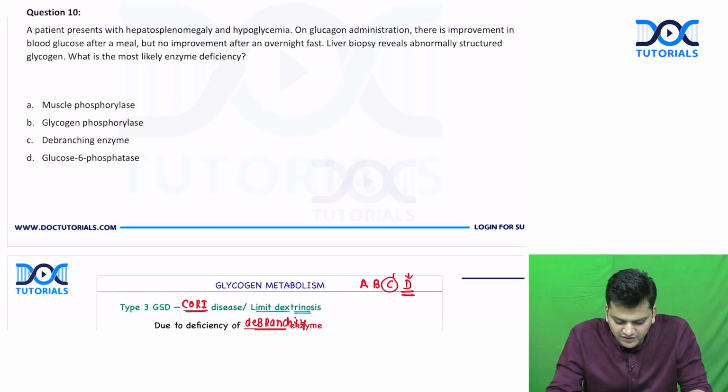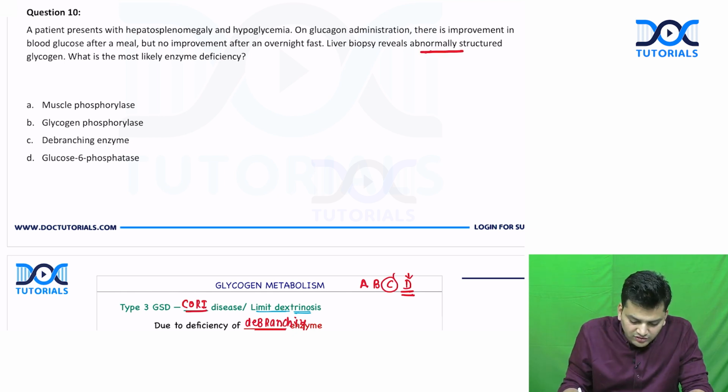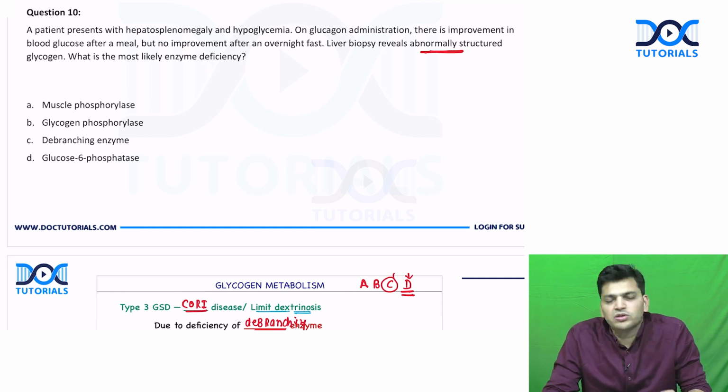A patient presents with hepatosplenomegaly and hypoglycemia. On glucagon administration, there is improvement in the blood glucose after a meal, but no improvement after overnight fasting. Liver biopsy shows some abnormally structured glycogen molecules. Which most likely enzyme deficiency?